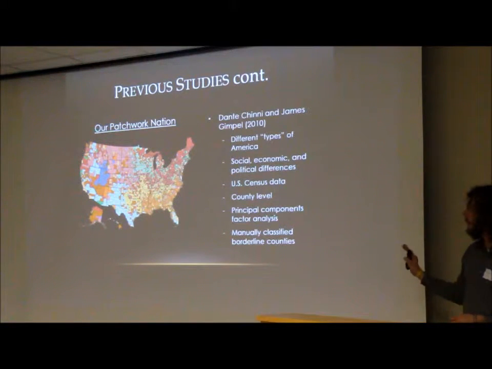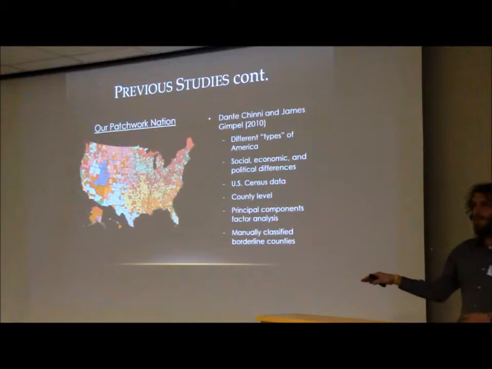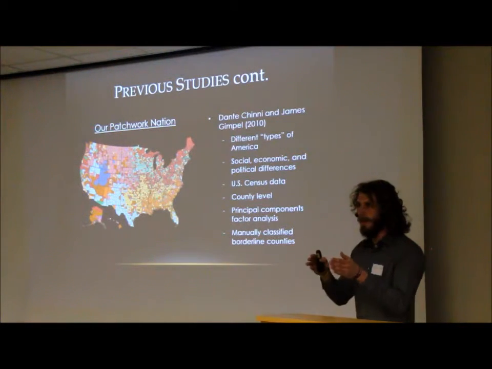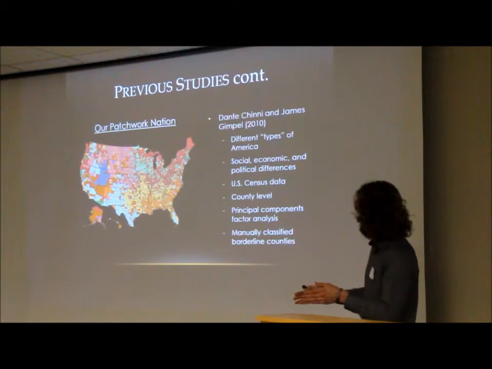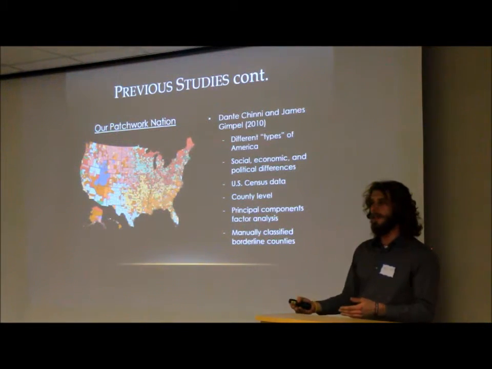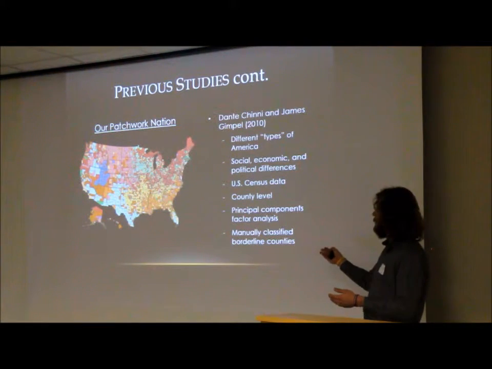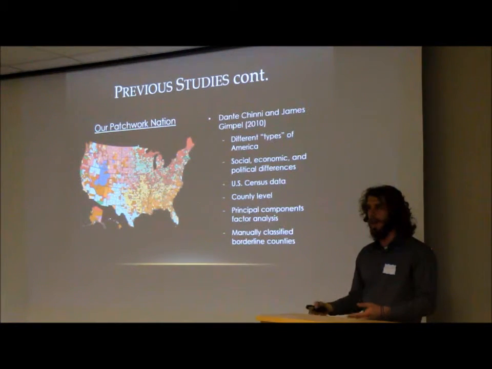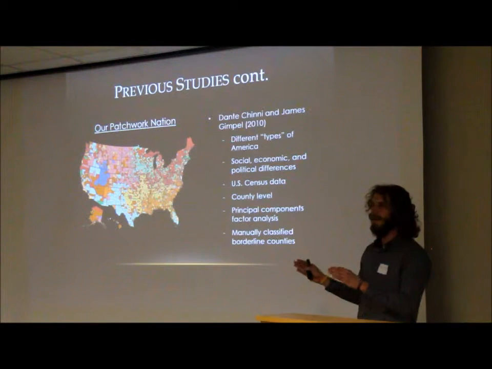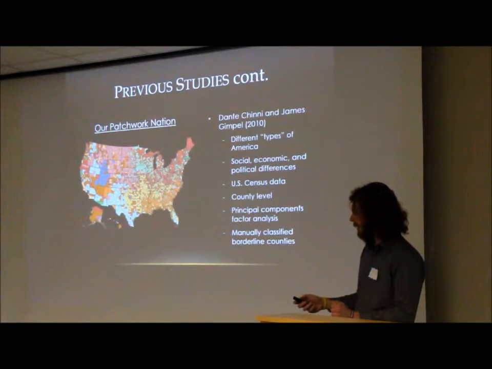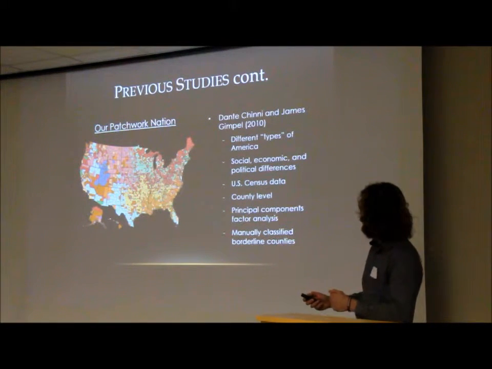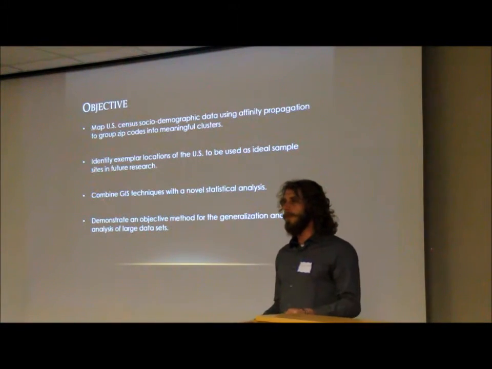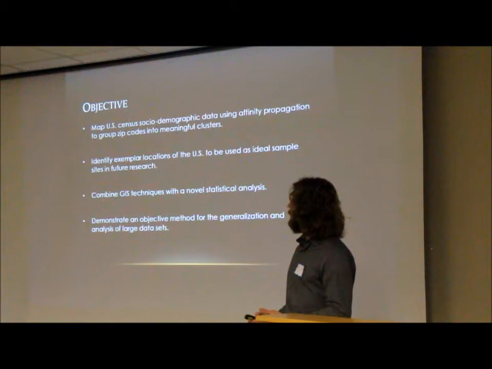One thing to note, though, about their study is in the results, some of the counties fell on the border of being in either, let's say, cluster A or cluster B. For these particular counties, they manually classified the county into whichever cluster they felt most appropriate. They didn't leave it strictly up to the principal component factor analysis.